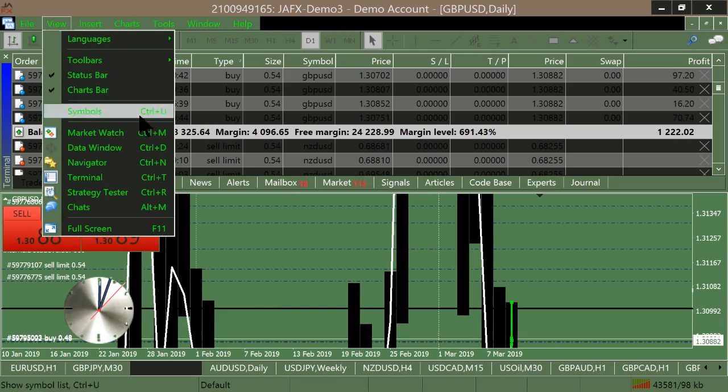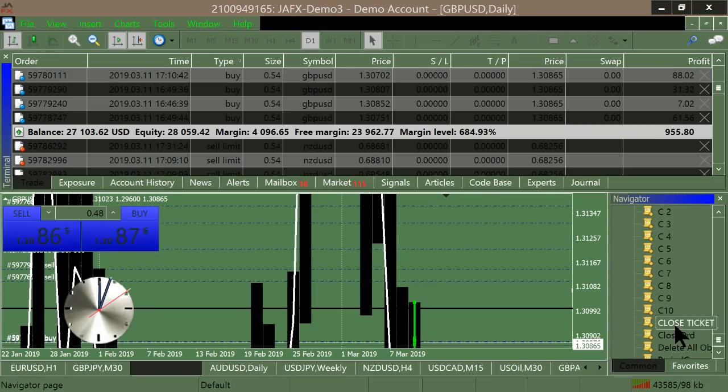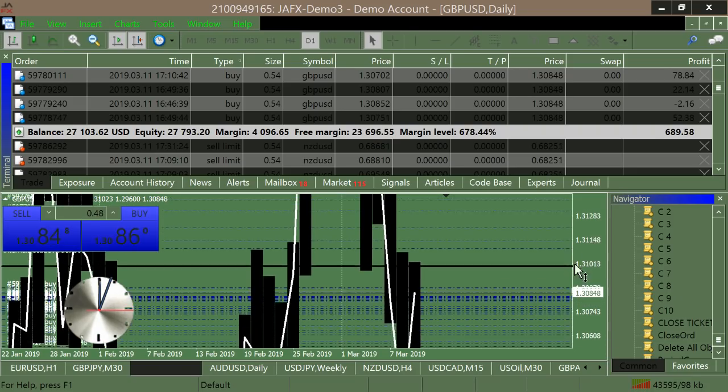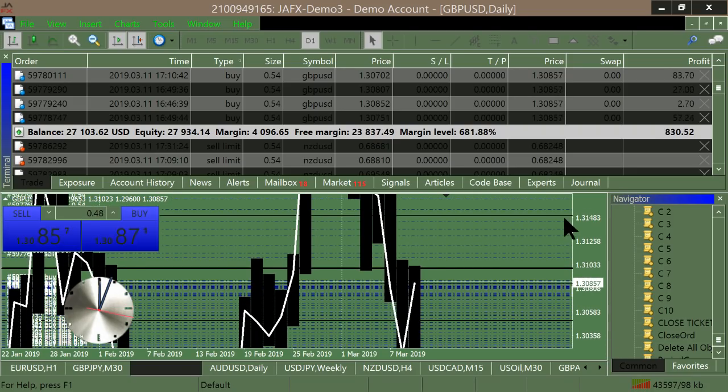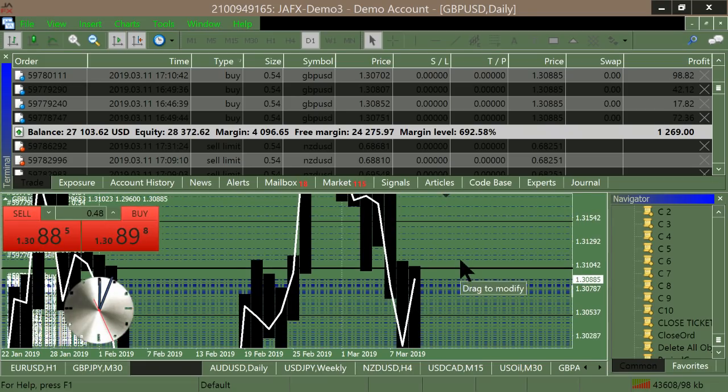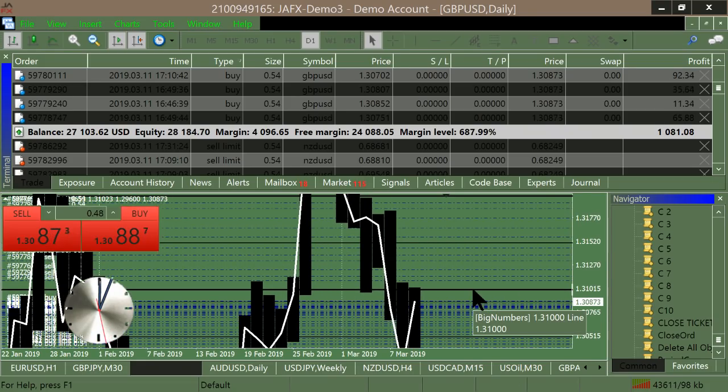I don't know why, I might delete all objects. It's not on the hotkey. It should be. Okay, so I'm hanging in there until we take out Thursday's high. And I actually have a bunch of tickets up there, so I'm expecting a reaction there in that 50 pip window.